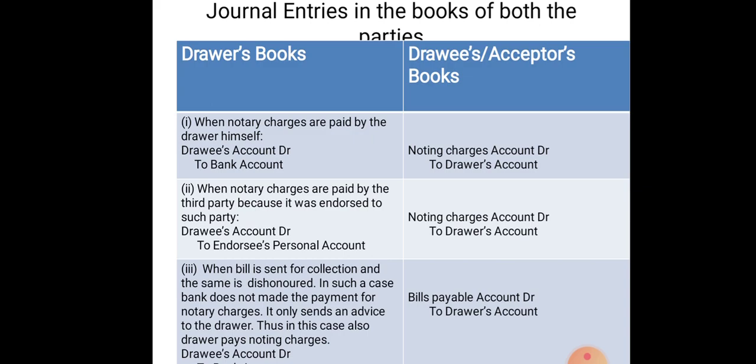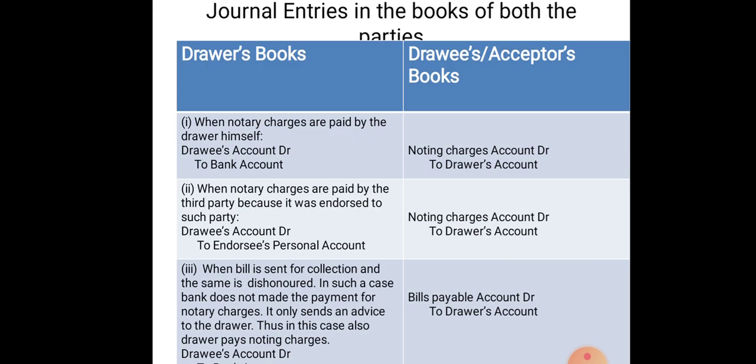Secondly, when notary charges are paid by the third party because it was endorsed to such party, then the entry in the drawer's book will be drawee's account debit to endorsee's personal account. In the drawee's book, the entry will be noting charges account debit to drawer's account.